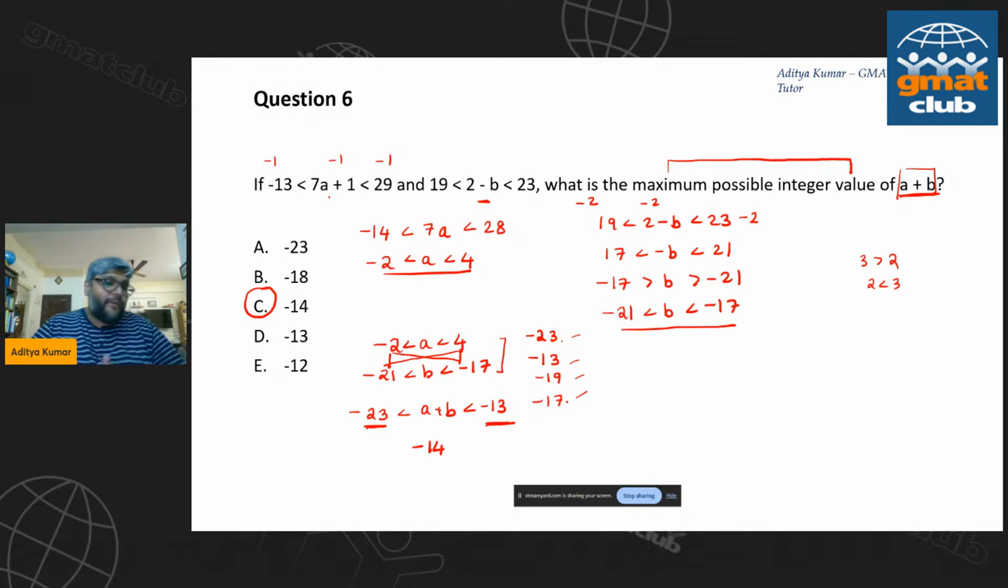So this is where you have to be very careful when you're working with such questions, okay? Because you'll be prone to making these silly errors. Most of y'all skipped the step of writing down the final range. That is why y'all picked up minus 13. If you had written down the final range, you would have realized that the range of a plus b should be in between minus 23 and minus 13. And the question's asking me the maximum possible integer value within this range. And that would be minus 14. Got it? So for those of you who answered the question as D, minus 13, you understand what your mistake was, right? C would be the right one here.